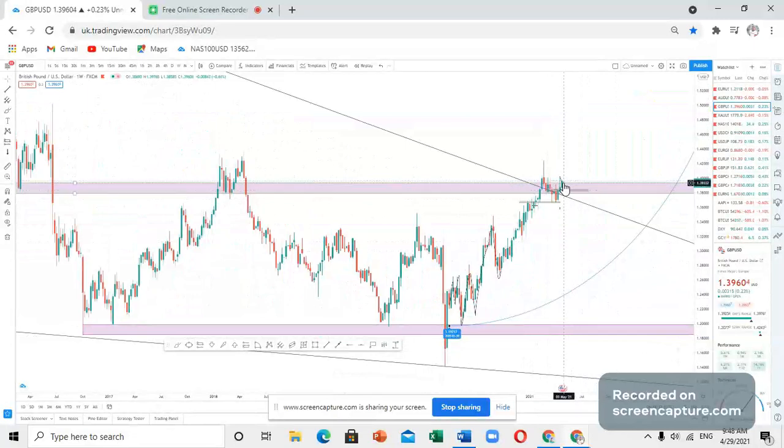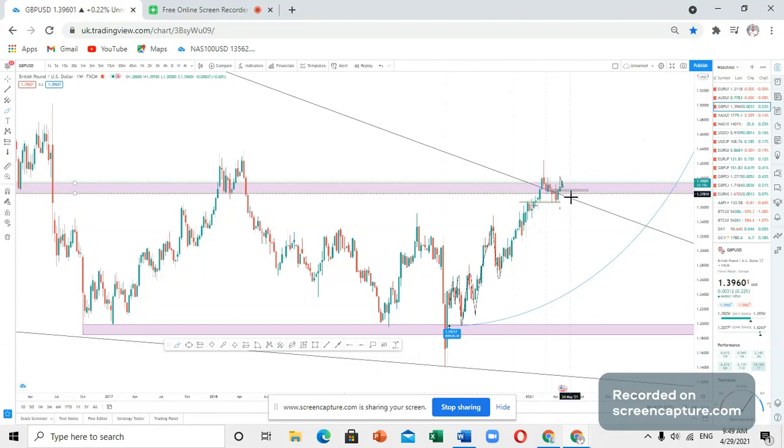So the opportunity that I'm looking at: after making a second touch to this trend line below here, if you can see this trend line, this is the trend line I'm talking about. After making that touch in that region, it then moved to the upside.